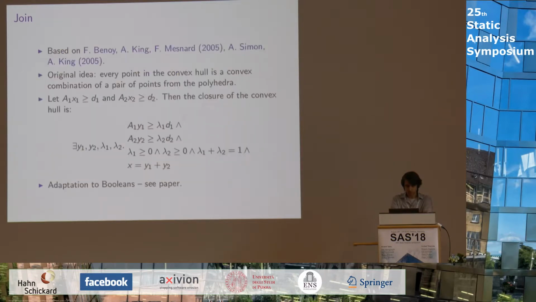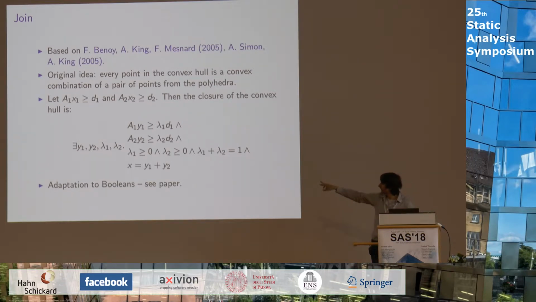So, join. We base what we do on the algorithm described in these two papers. Hopefully I got the years right. The original idea there is that every point in the convex hull of two polyhedra is a convex combination of a pair of points, one taken from one polyhedron, another taken from the other one. So lambda 1 and lambda 2 are the coefficients for the convex combination. They are both non-negative, and their sum is equal to 1.